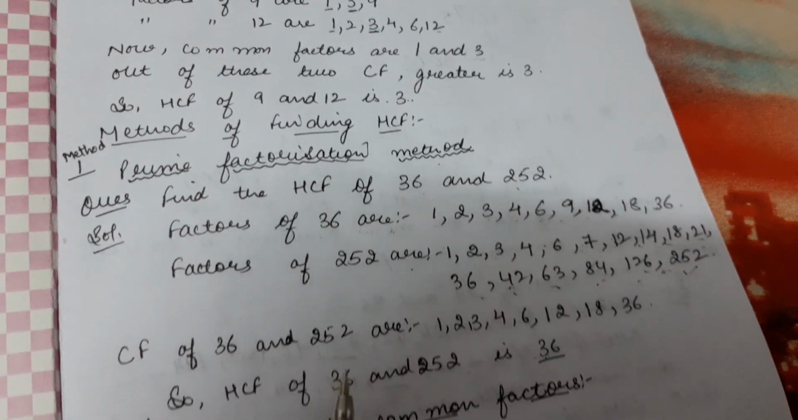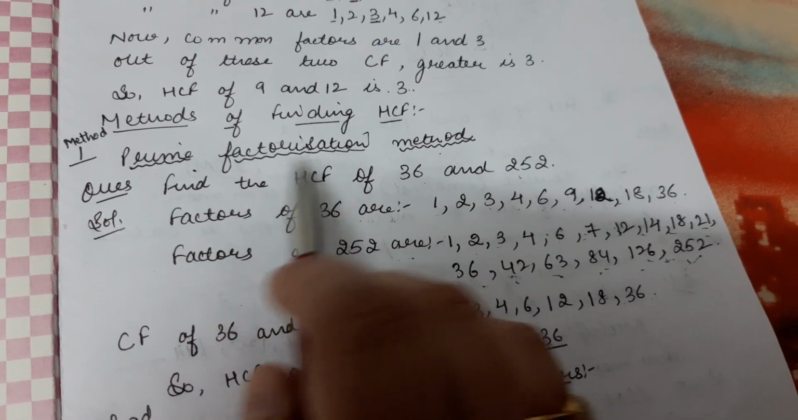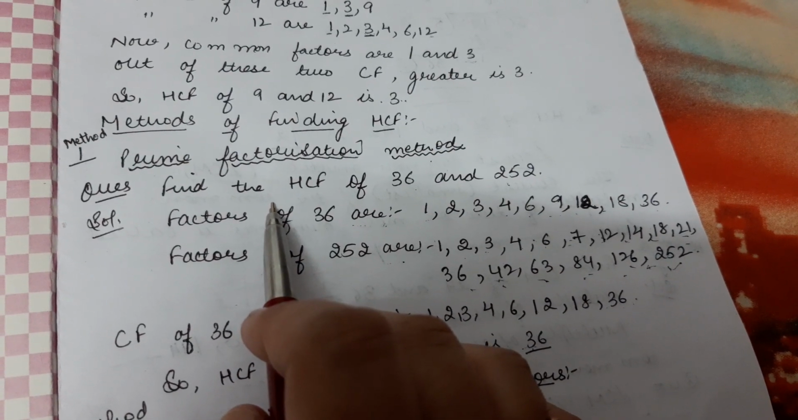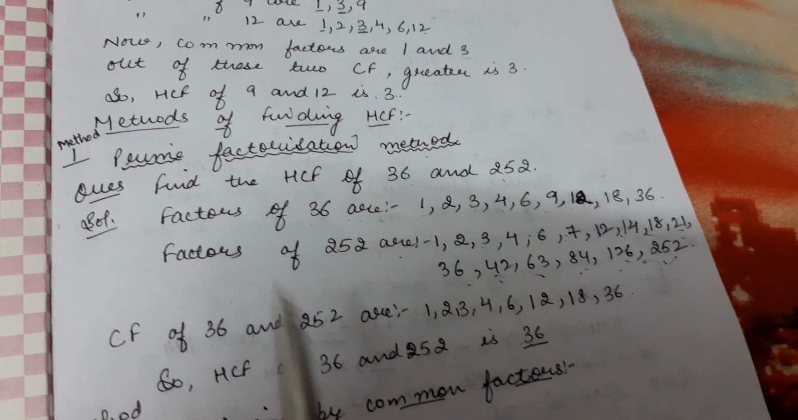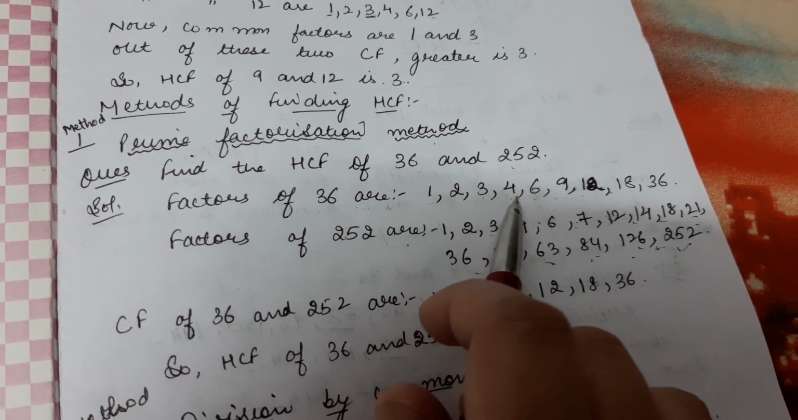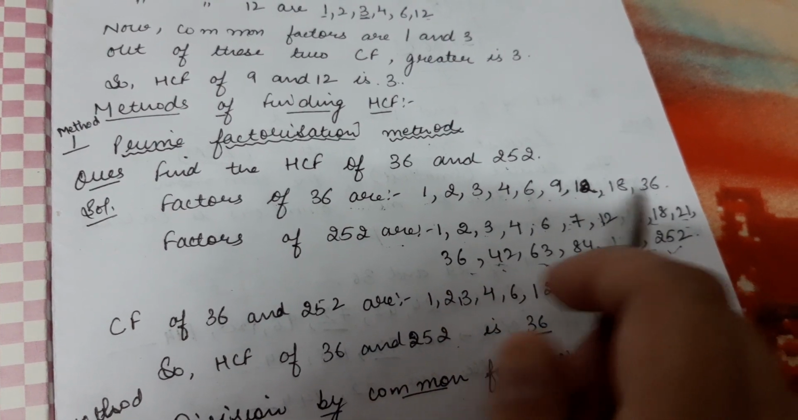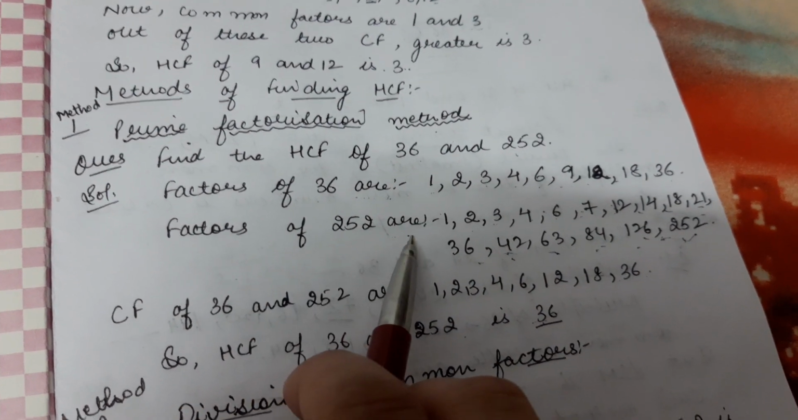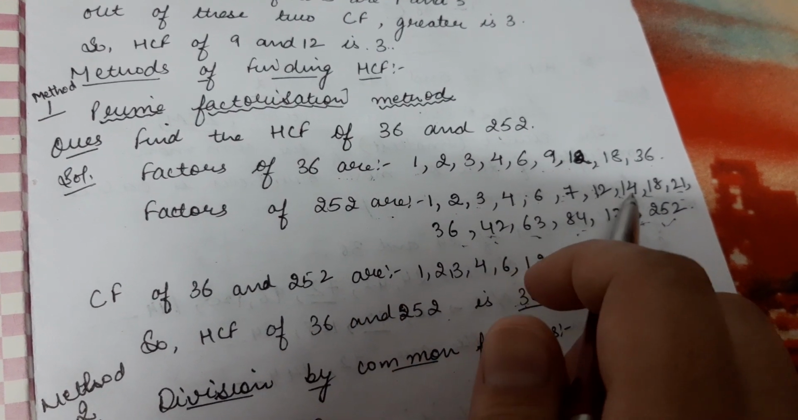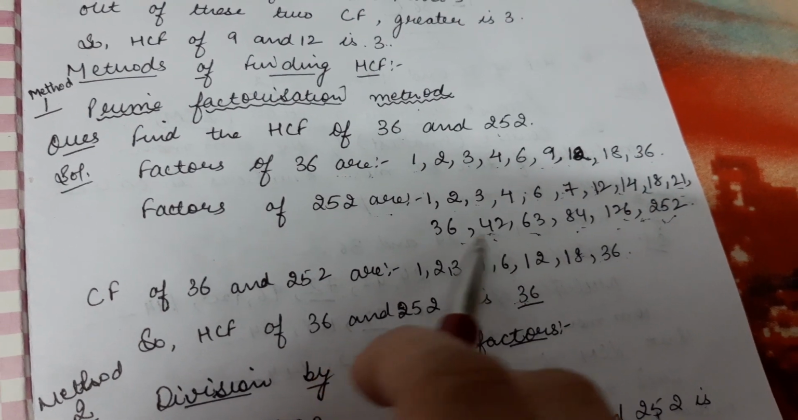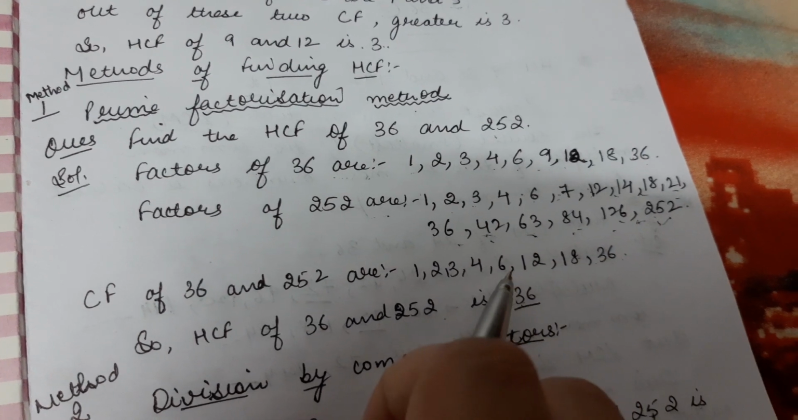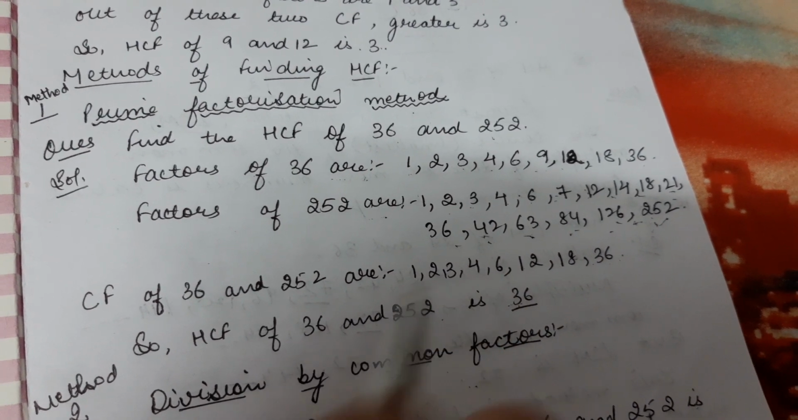Now we have various methods of finding the HCF. The first method is prime factorization method that we have just discussed. For example, if I want to find the HCF of 36 and 252. Firstly, I will write factors of 36. These are 1, 2, 3, 4, 6, 9, 12, 18 and 36. Similarly, factors of 252 are 1, 2, 3, 4, 6, 7, 12, 14, 18, 21, 36, 42, 63, 84, 126 and 252. We have discussed in the previous exercise how to find the factors of a number.